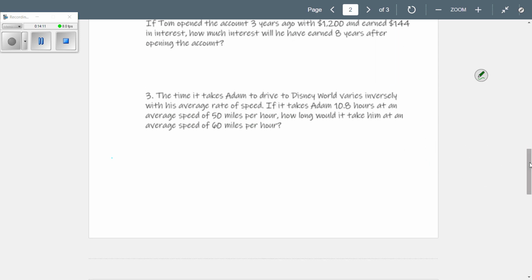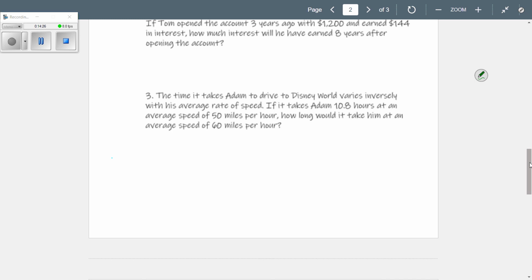Sorry, y'all. But the time it takes Adam to drive from Disney World varies inversely with his average rate of speed. That should make sense. That's every time you drive. If it takes Adam 10.8 hours at an average of 50 miles per hour, how long would it take him at an average speed of 60 miles per hour?